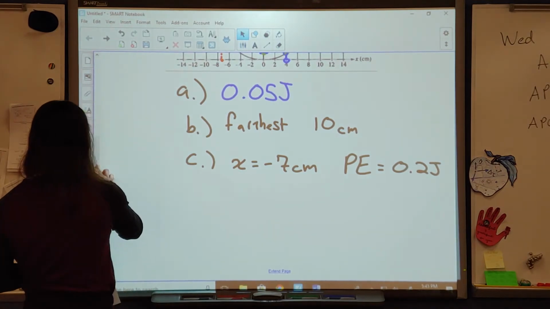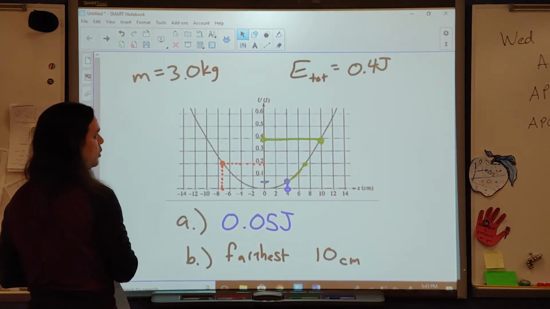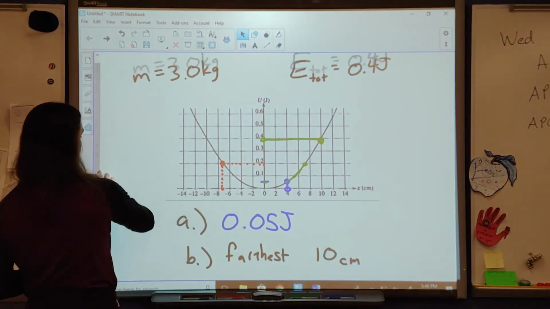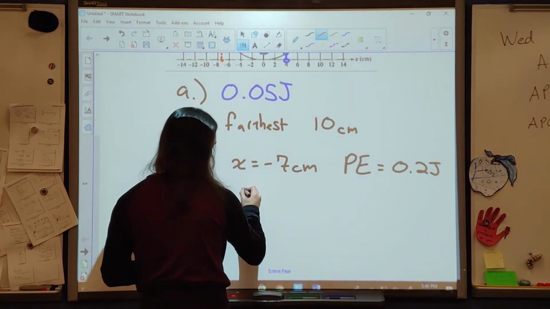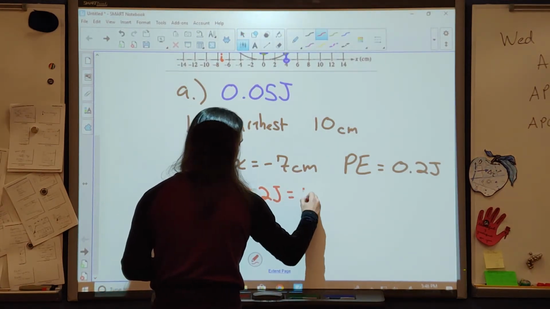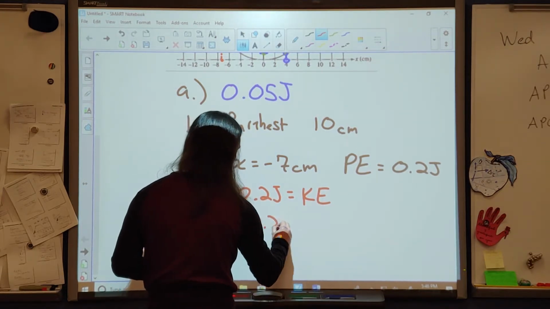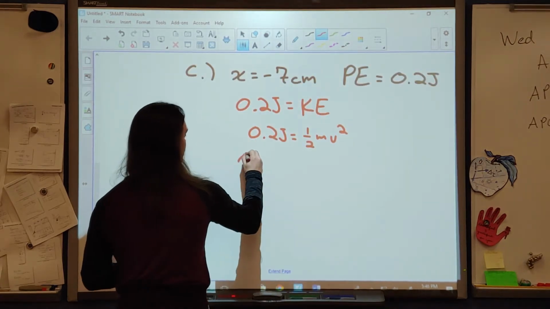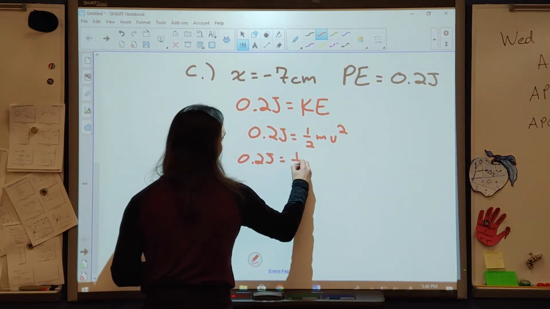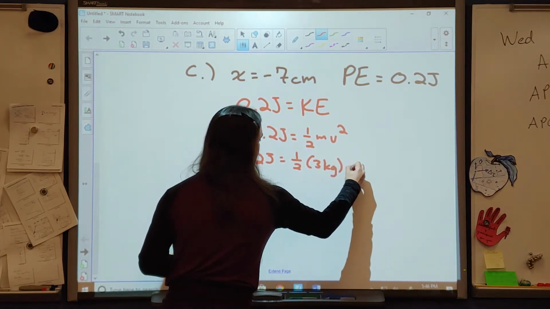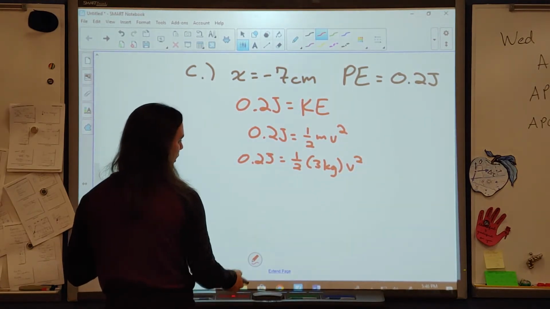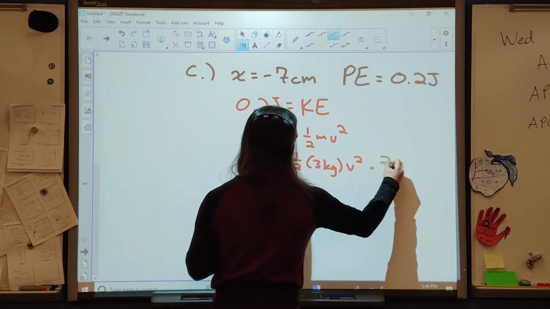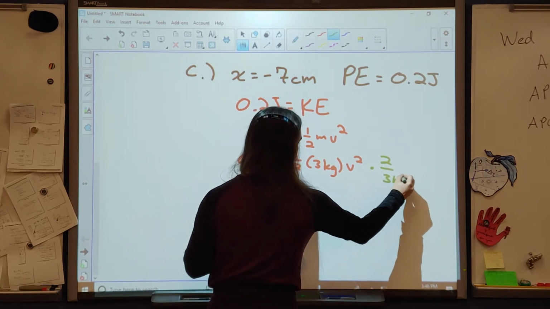Okay? So how much energy do we have in kinetic energy? Well, our total energy is 0.4, and 0.2 is in potential energy. That leaves 0.2 joules to be equal to our kinetic energy, which means 0.2 joules is equal to 1/2 mv squared. And that means that 0.2 joules equals 1/2 times 3 kilograms times v squared. Hopefully you can see where we're going here. I need to multiply this by 2.